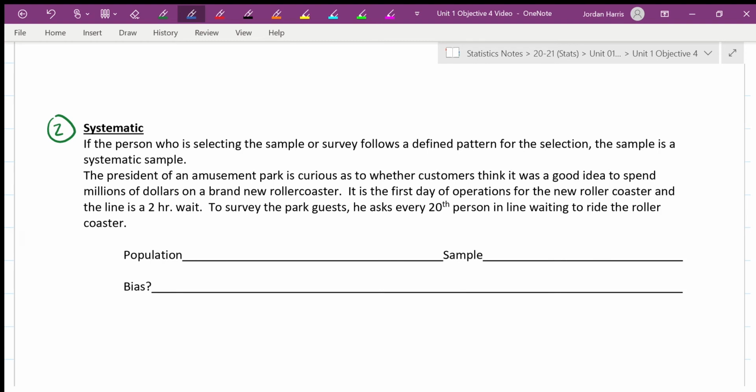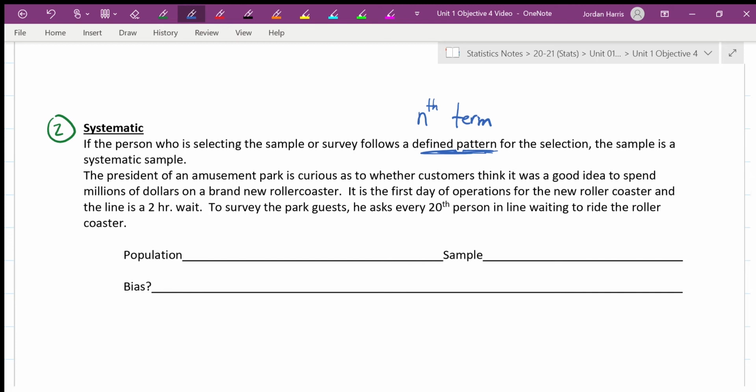The next method, systematic, is when the person who is selecting the sample or survey follows a defined pattern. That's the key part here, defined pattern. In your book it talks about the kth or nth term. I'll say nth, most people understand that more. Nth term. So if you have a defined pattern, it's systematic.